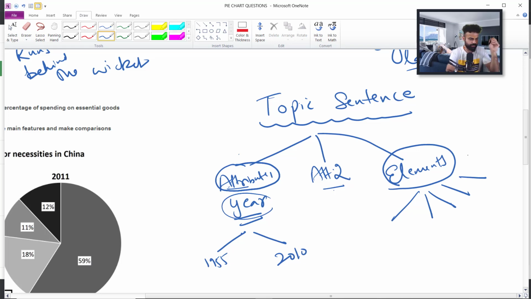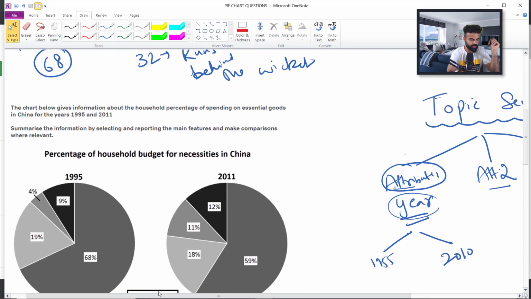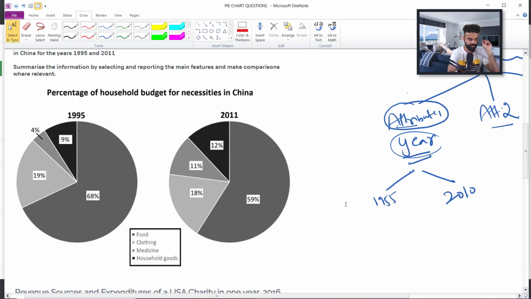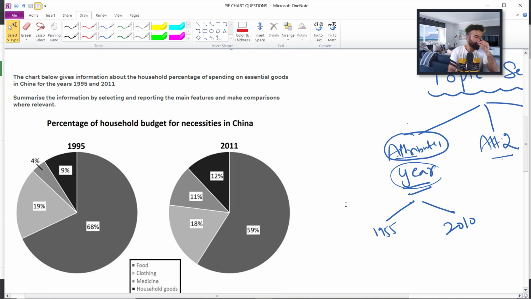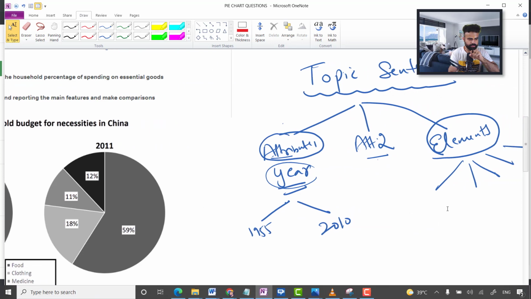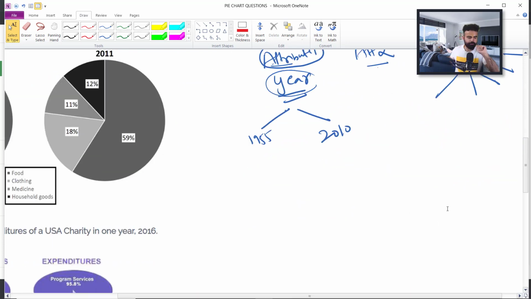So as you can see here, we have got this example. The chart below shows information about household percentage of spending on essential goods in China for the years 1995 and 2011. Now here, can you see we have got only one attribute, that is years, right? So you'll write a topic sentence, it's going to be percentage of household budget for necessities in China, or you can just write household budget, just for your understanding.